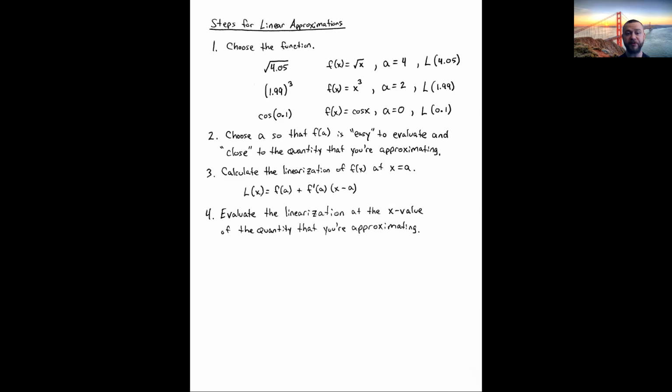For the first value, square root of 4.05, we're going to plug x as 4.05 into our linearization. For the second example, we're going to plug x as 1.99 into our linearization. And for the third example, we're going to plug in 0.1 into our linearization.